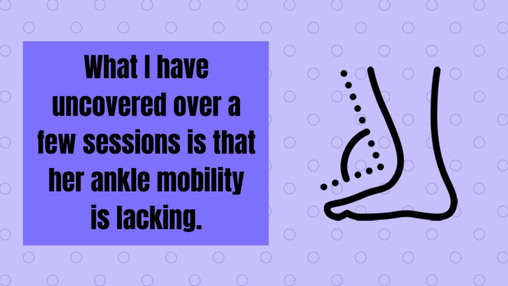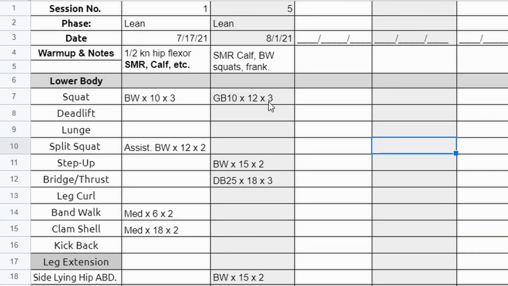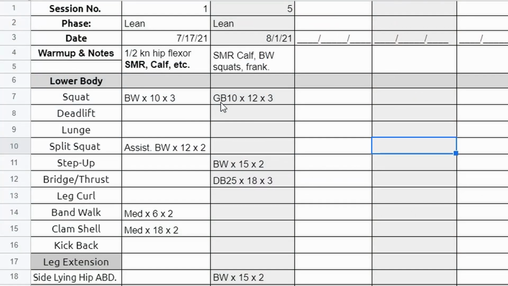What I haven't covered over a few sessions is that her ankle mobility is lacking. And you can tell her ankle mobility is lacking because this happens when she squats. It's already gotten a little better, but we still need to improve it, hence the SMR calves and the calf stretch in the beginning. Anyways, we're loading up the squats now, but only a small amount. She's doing light goblet squats. I won't have her squat anything heavy until her form is near perfect.